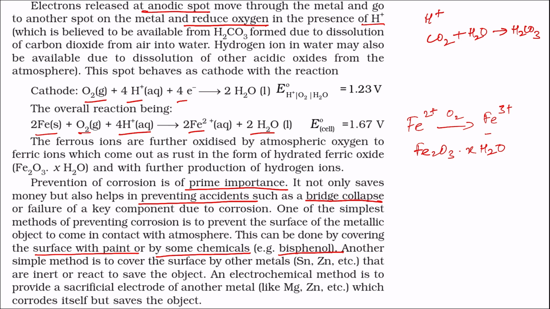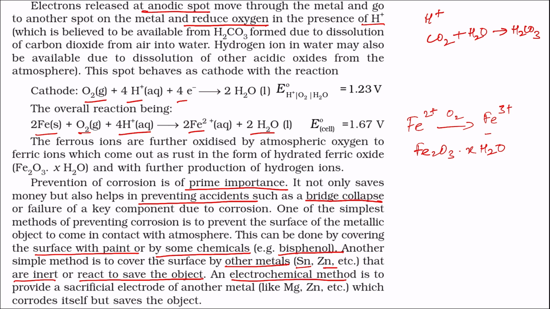Another method is to cover the surface with other metals like tin, zinc, etc. that are inert or react to save the object. For example, when iron is coated with zinc, what happens? The zinc forms a barrier between the atmosphere and the surface of the iron, and zinc, being more reactive than iron, gets oxidized instead of iron. In this way, it will prevent the iron from getting corroded.